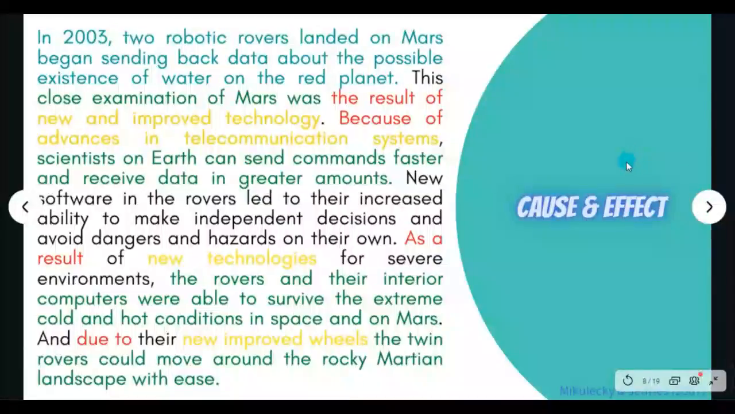And then the next example is cause and effect. This is an example of a cause and effect paragraph. Similar to the previous examples, the color indicates the parts of the paragraph.